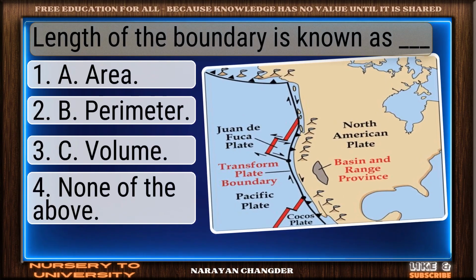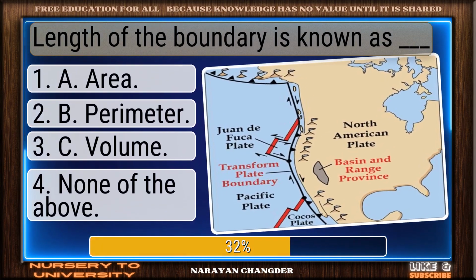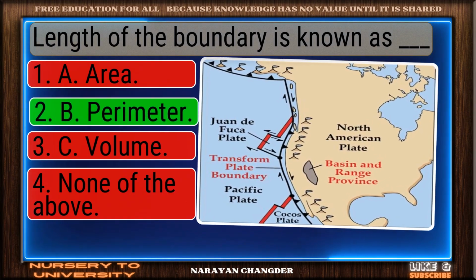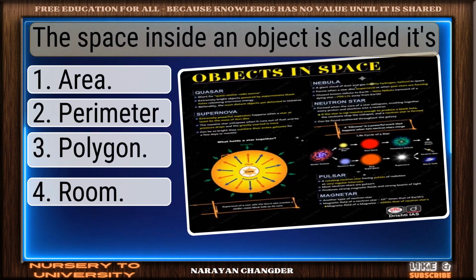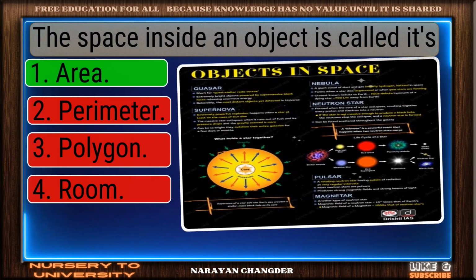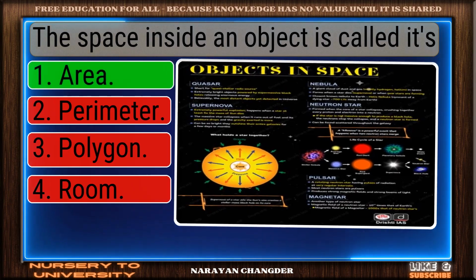Length of the boundary is known as dash. Right again. Perimeter is a valid answer. The space inside an object is called its. Good job. Your answer area works well here.